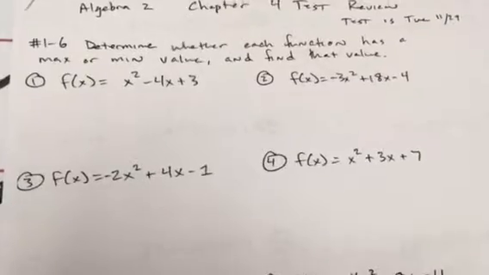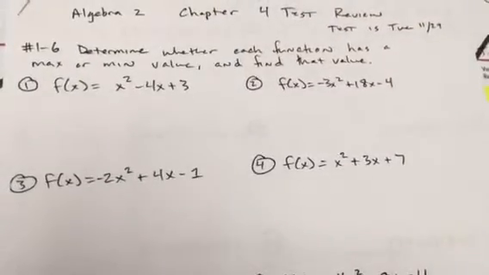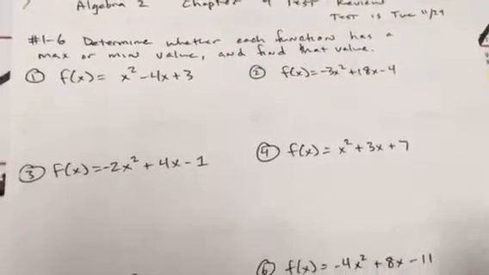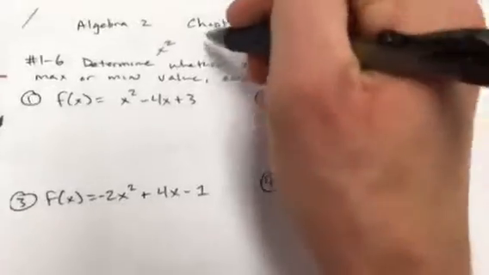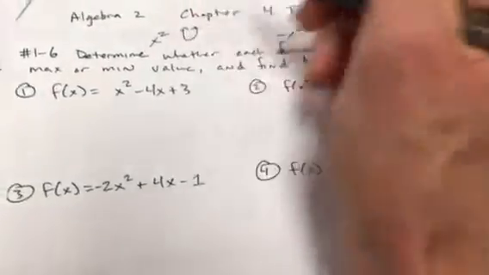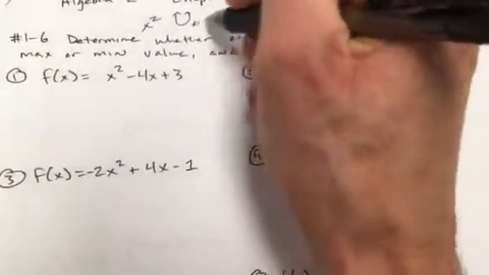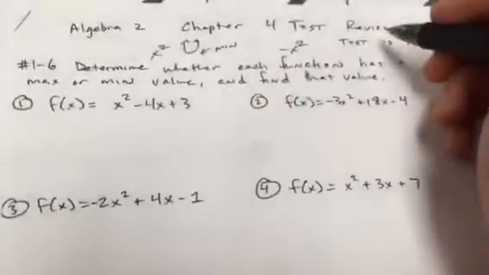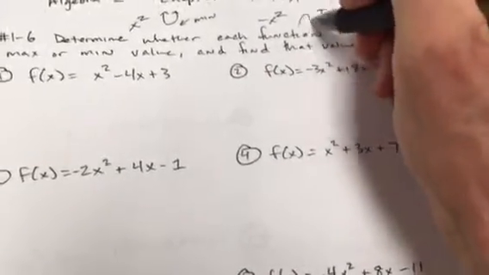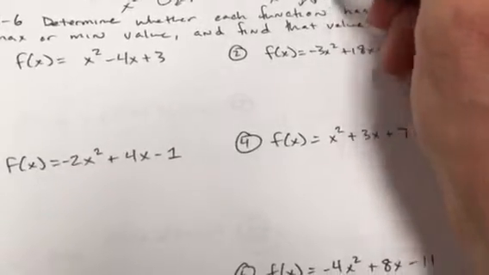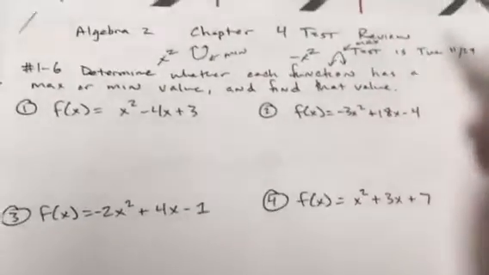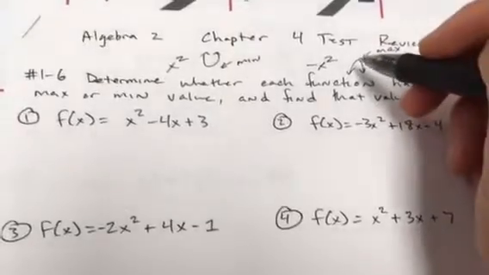Guys, on 1 through 6, when it says determine whether a function has a min or a max value, it's all about whether you're given a positive x squared versus a negative x squared. If you have a positive x squared, then it's going to make a u. And what does a u have? A u has a minimum. If it's a negative x squared, it's going to make an upside down u, which we call an igloo. What does an igloo have? It has a max, right? That top right there is a max.